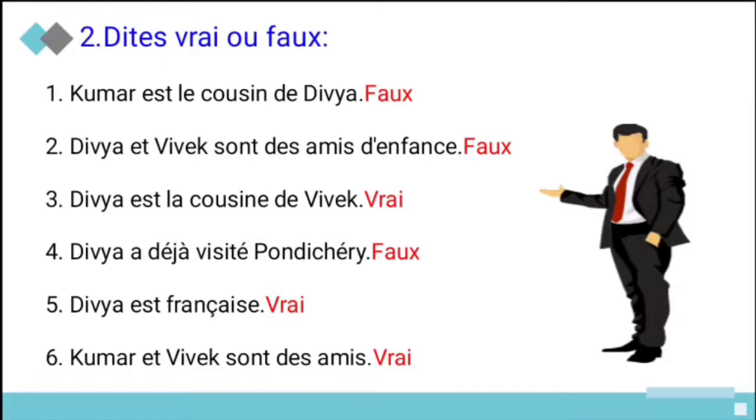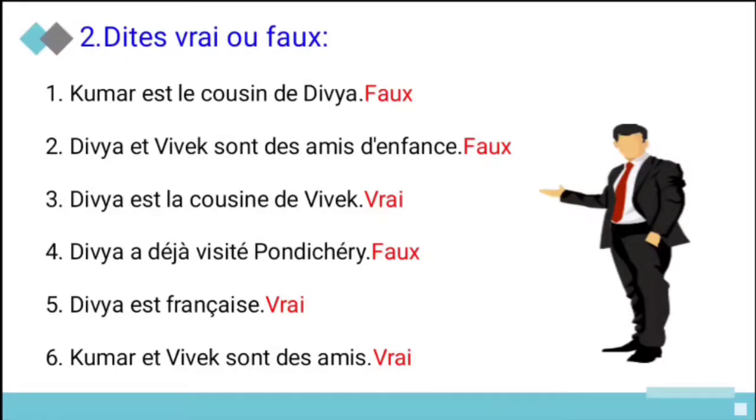And second, Divya et Vivek sont des amis d'enfance. So it means Divya and Vivek are childhood friends. No, Kumar and Vivek only. They are only childhood friends. So the answer is faux, that is a false. And third one is Divya est la cousine de Vivek. So Divya is Vivek's cousin.